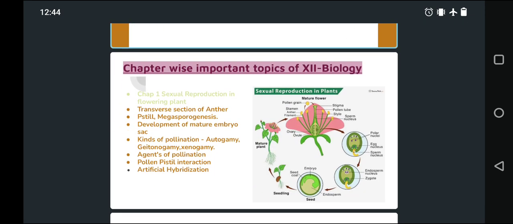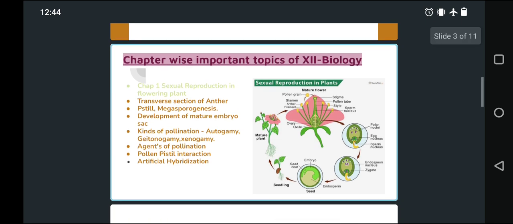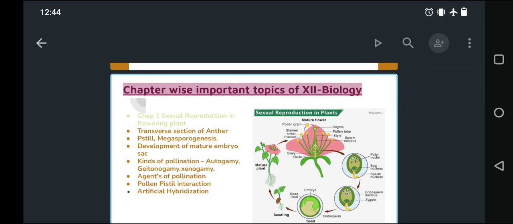So now we will start the topic-wise points, that is, the chapter-wise important topics for the 12th standard. The first chapter is sexual reproduction in flowering plants, because reproduction in organisms is a deleted chapter, so we are directly taking sexual reproduction in flowering plants. In that, students, you need to study the transverse section of anther, which may come for 2 to 3 marks, as draw the diagram of the transverse section of anther.